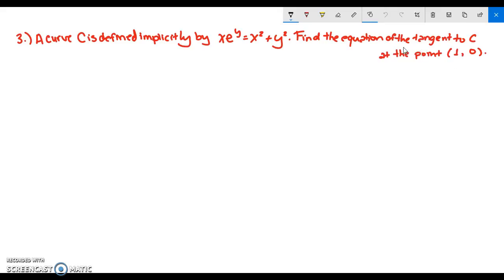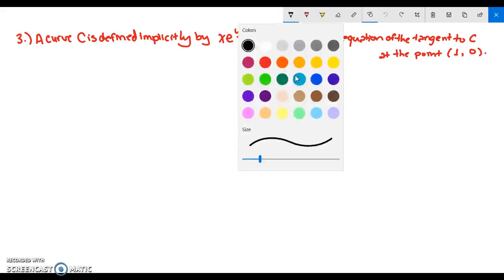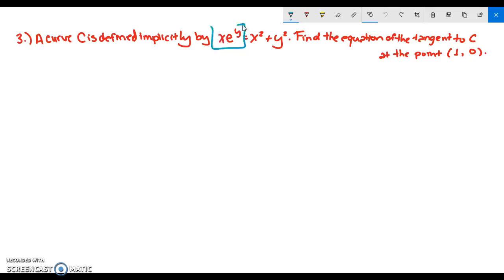Right. The slope of the tangent to C is given by the derivative, remember? So we're going to first find the derivative of this curve. To find it, we first find the derivative of this portion. The derivative of our first portion equals x times the derivative of e to the y power. And remember, the derivative of e to the something is just e to the something.